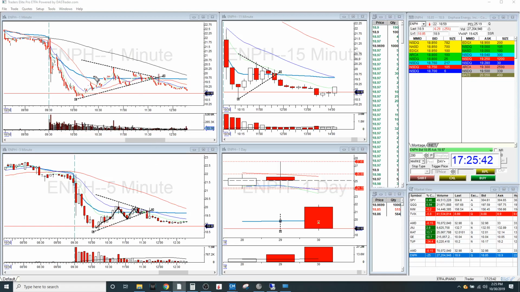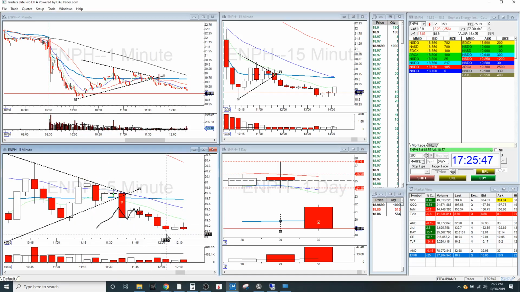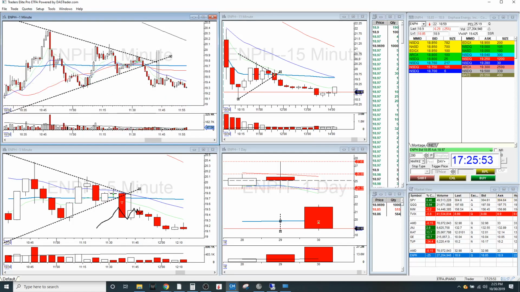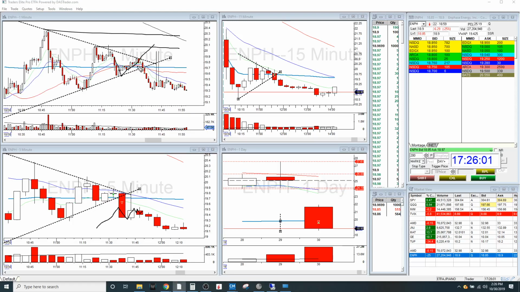And what I was expecting here, which is why I took it long, as you can see, is I was hoping that this thing was going to break out and could potentially get to these levels. It was going to make a good risk reward if it had worked out the way that I wanted it to, the way I thought it was going to. So I was expecting it to break out of that wedge.